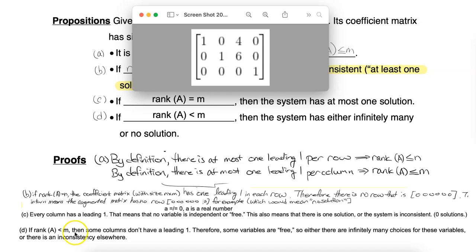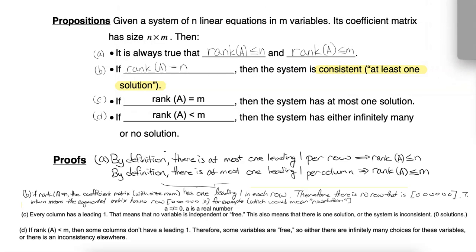So if the rank of A is less than m, some columns don't have a leading one. Here's an example. Therefore, some variables are free, so either there are infinitely many choices for these variables, or there is an inconsistency elsewhere. So in the example I talked about, this one here, we see that some variables are free and there are no inconsistencies elsewhere. I'll show you what that looks like in a second. And that means there's infinitely many solutions.